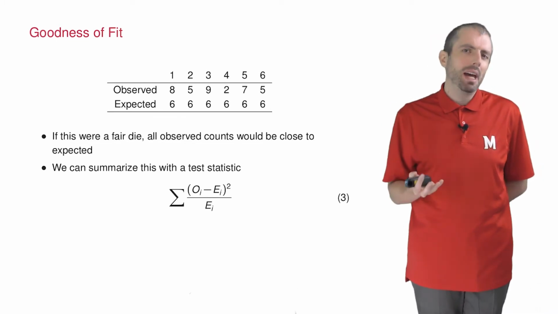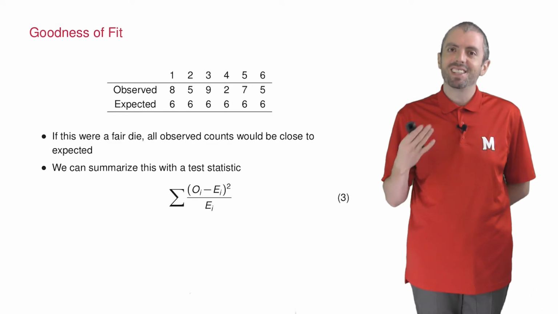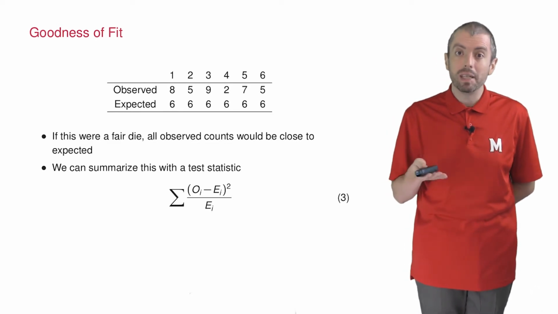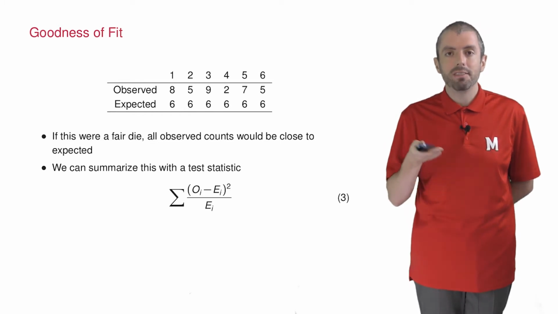What would you expect the results to look like under the null hypothesis? If the die were fair, every outcome would be equally likely. We would expect that each of the outcomes would have 6.